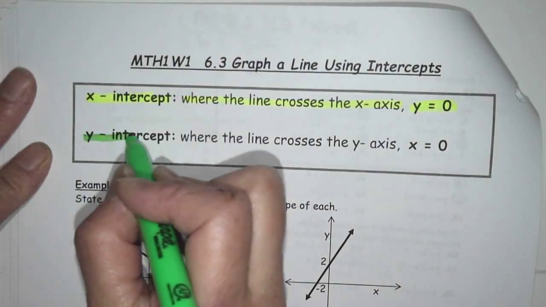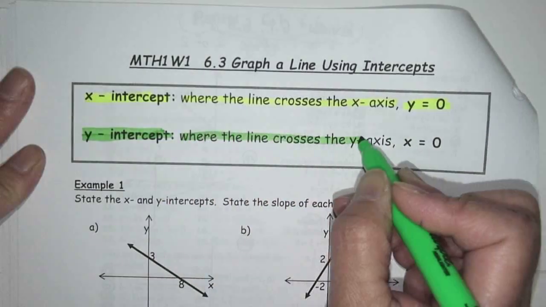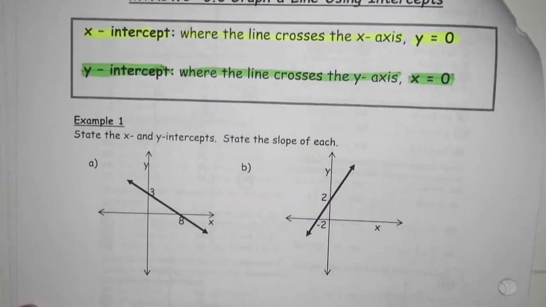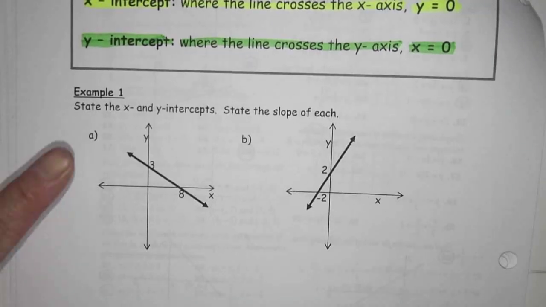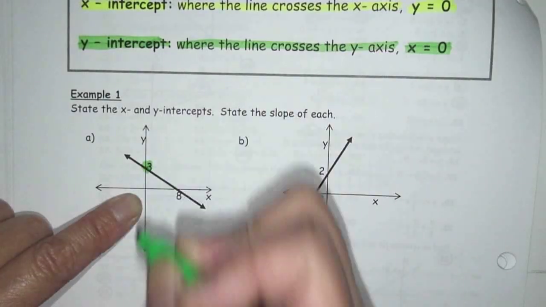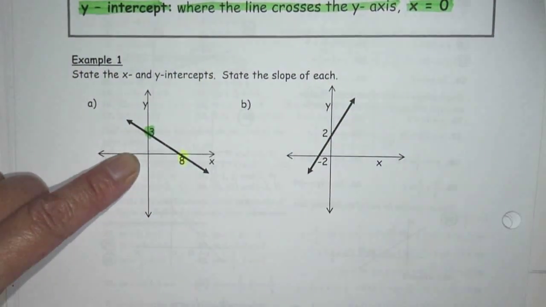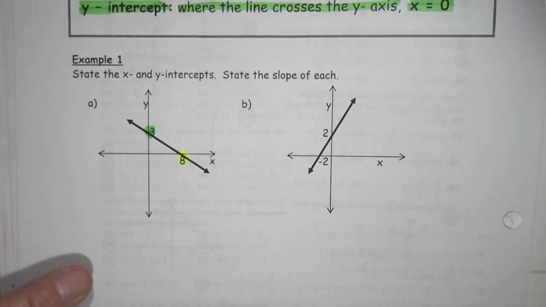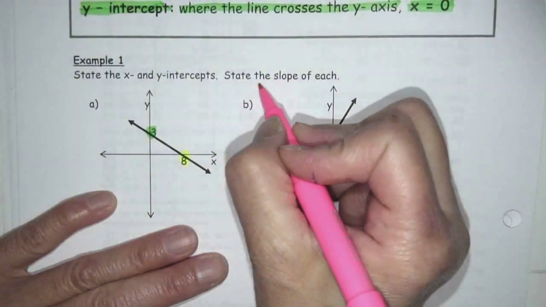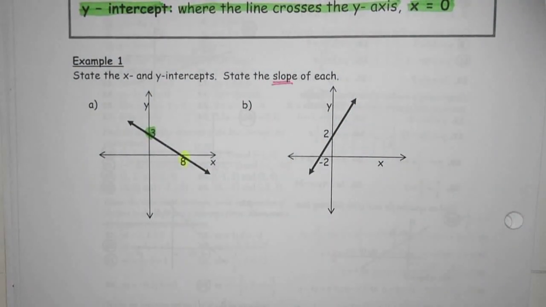So we've got the y-intercept, which is where it crosses the y-axis, and that's when x equals 0. So on this graph here, it says state the x and the y-intercepts. The y-intercept is this one, that's the green, and then the x-intercept is this one right here, that's the yellow. So they're just asking you to state that and then to state the slope. We'll find the slope in a minute, but let's first state our answers here.